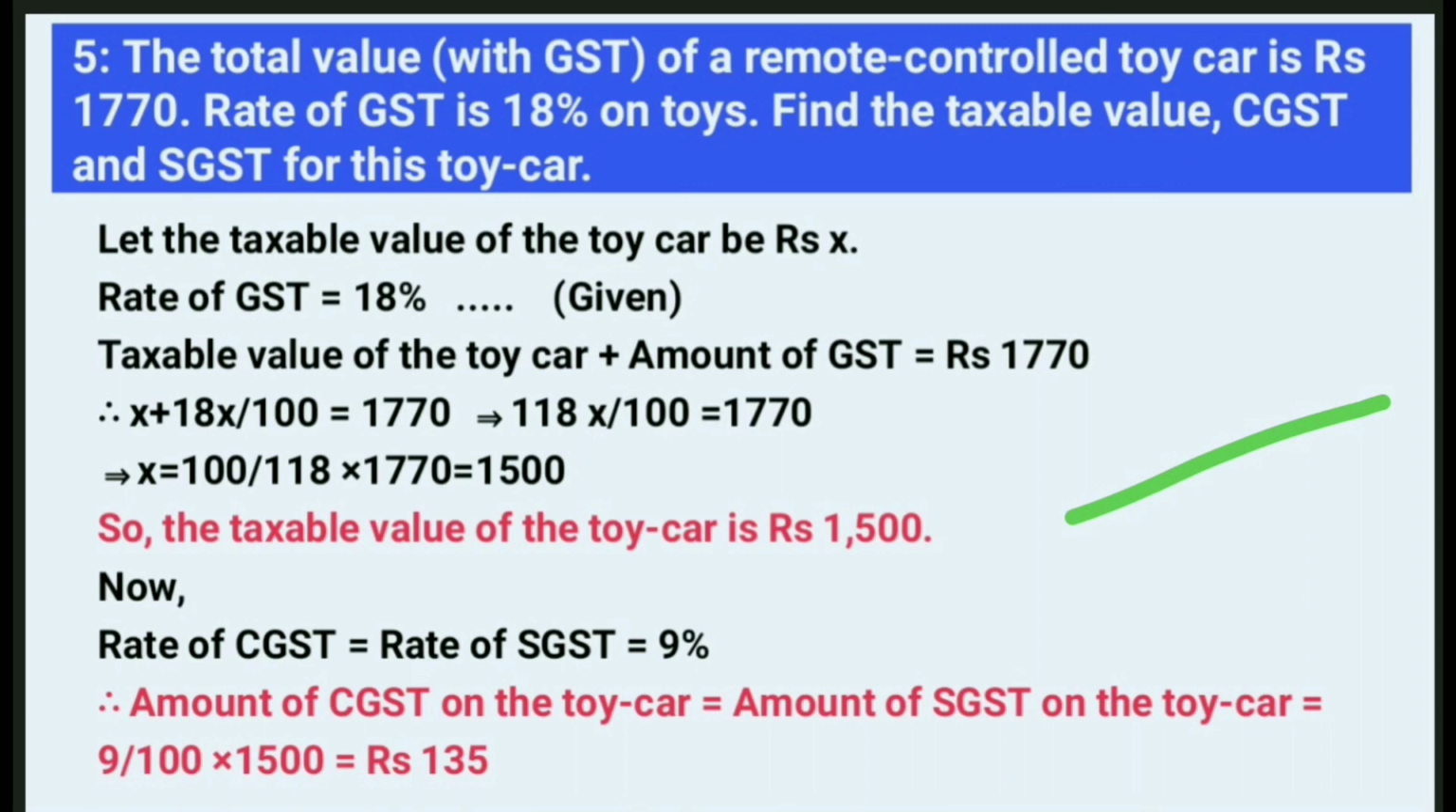Now rate of CGST is equal to rate of SGST is equal to 9%. Therefore, we'll write the answer. Amount of CGST on the toy car is equal to amount of SGST on the toy car is equal to 9 upon 100 into 1500, that equals to 135. So this is our final answer.